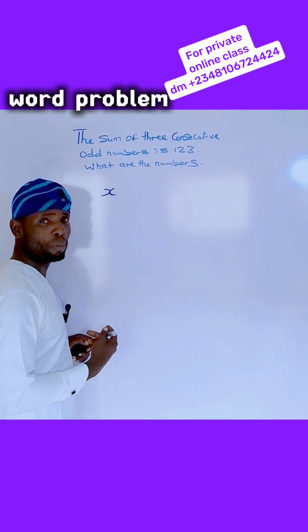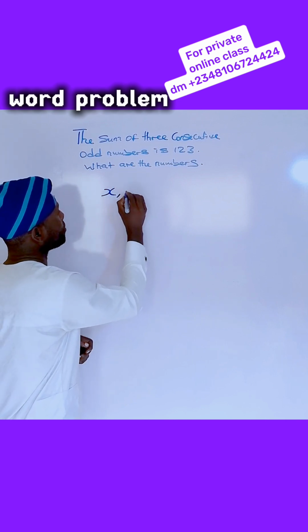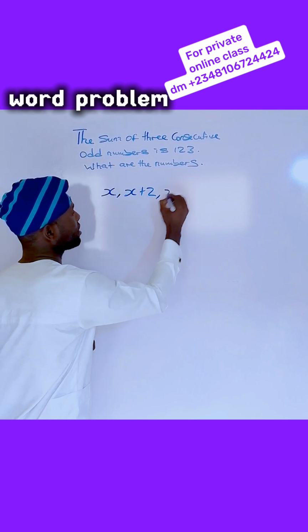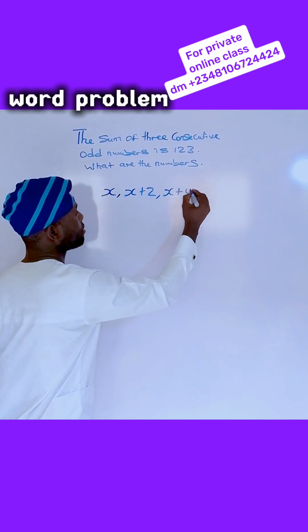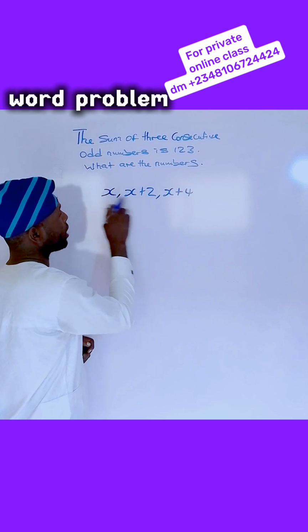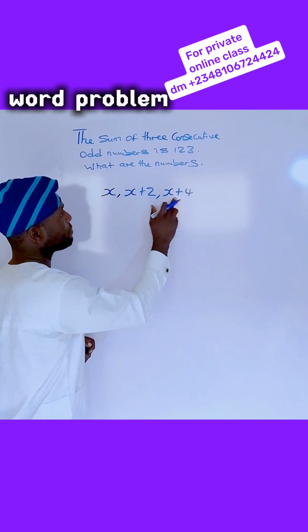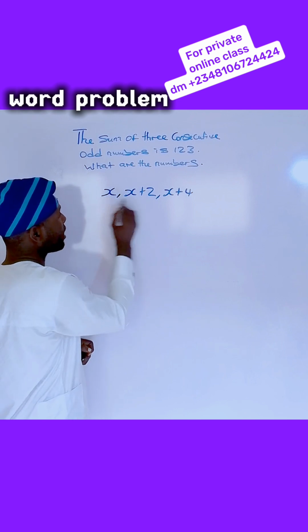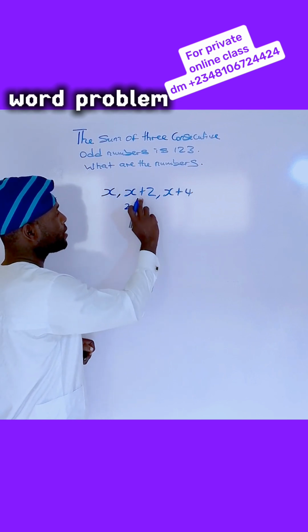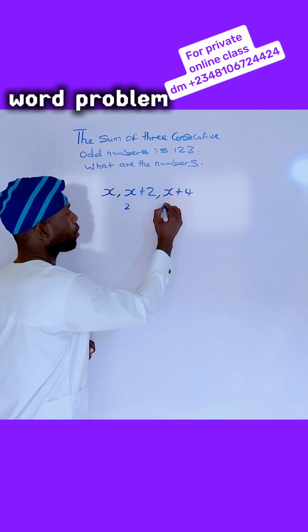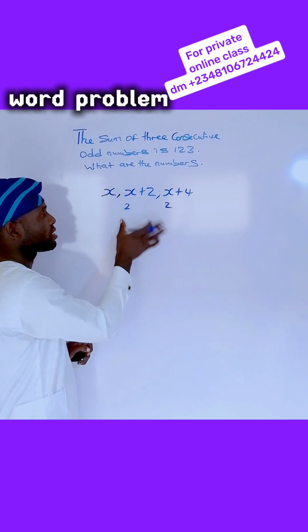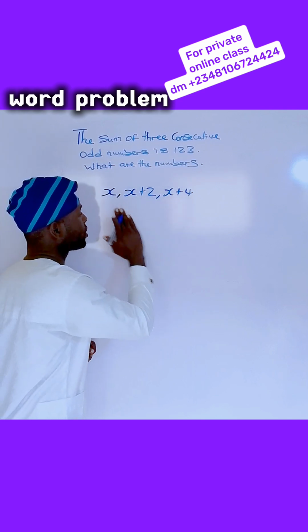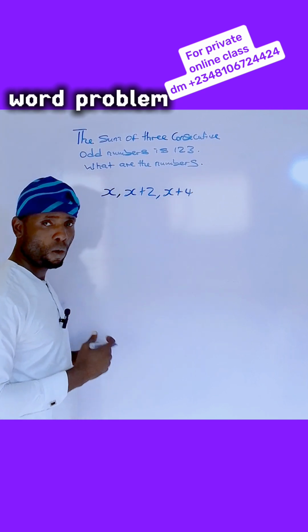consecutive odd number. For us to have the next odd number now, we can say x plus 2. The next one, we can say x plus 4. Look at it. For us to have the next one here, we add 2. For us to have the next one, we add 2. The difference between x and x plus 2 is 2. Difference between x plus 2 and x plus 4 is 2. You can see that the numbers are having constant difference. Therefore, there are three consecutive odd numbers.